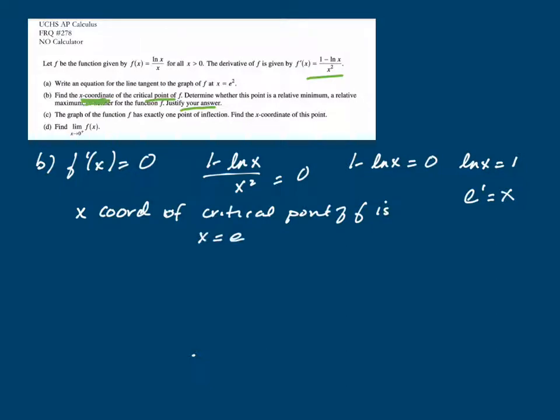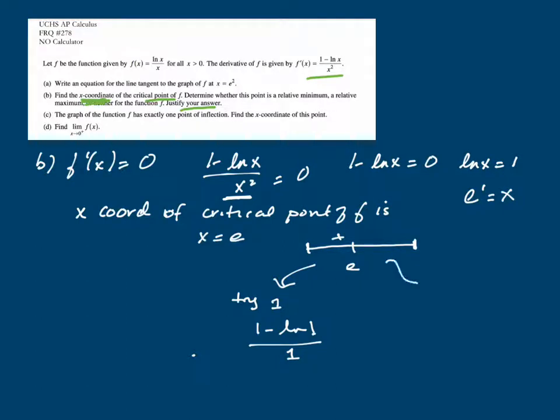Is this a relative minimum, a relative max? And justify your answer. Well, I'm going to do a sign chart with e in it. And you know what e is, right? It's like 2.7. So let's pick, and it's only greater than 0, not including 0. So let's pick 1. Put it into the derivative, right? And we say 1 minus ln of 1 over 1. So that's 1 minus 0 over 1, so that is going to be positive.